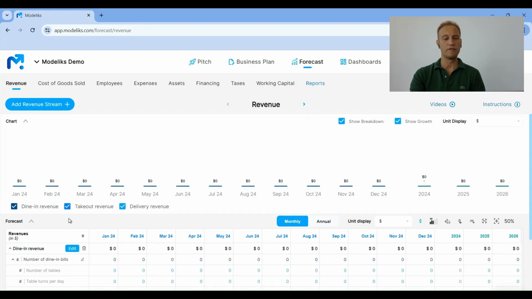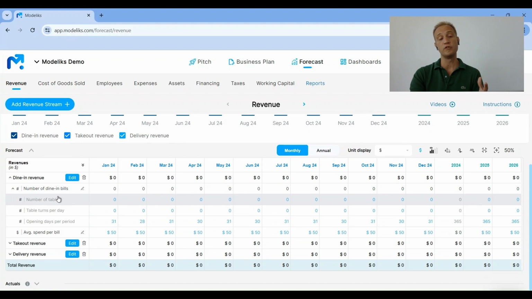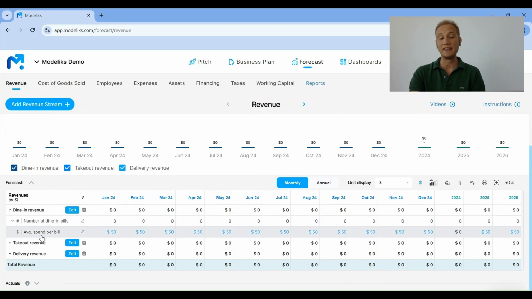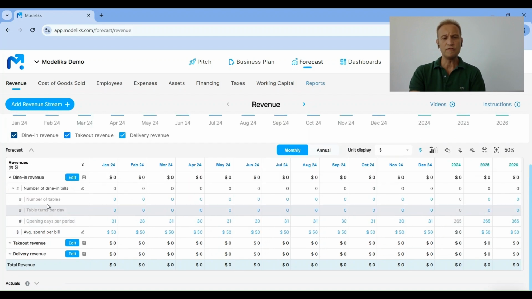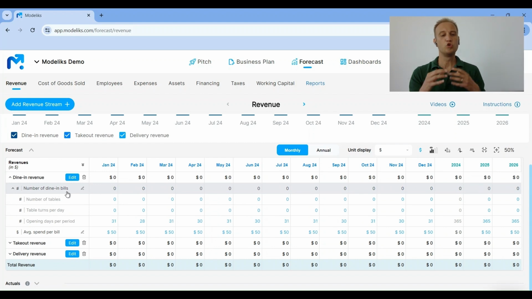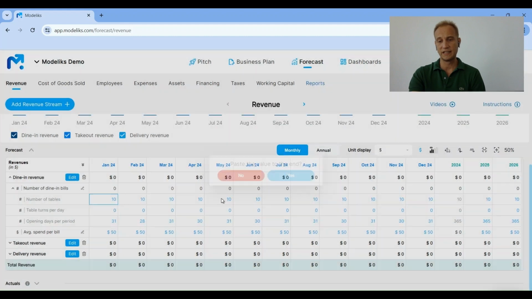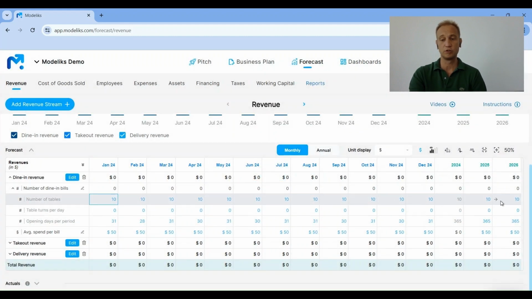To calculate our dine-in revenue, we will multiply the number of total dine-in bills that we can expect from our restaurant by the average spend per bill within our restaurant. So the number of dine-in bills for a restaurant should be calculated based on 3 operational variables or drivers relevant to the restaurant business. Number 1 is the number of tables that we have in our restaurant. And let's assume this is a small restaurant that has a total of 10 tables. I'm going to copy paste the number 10 as number of tables to the end.